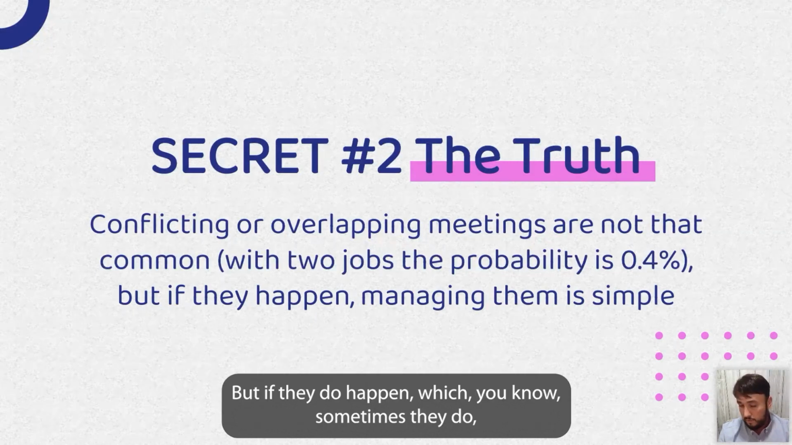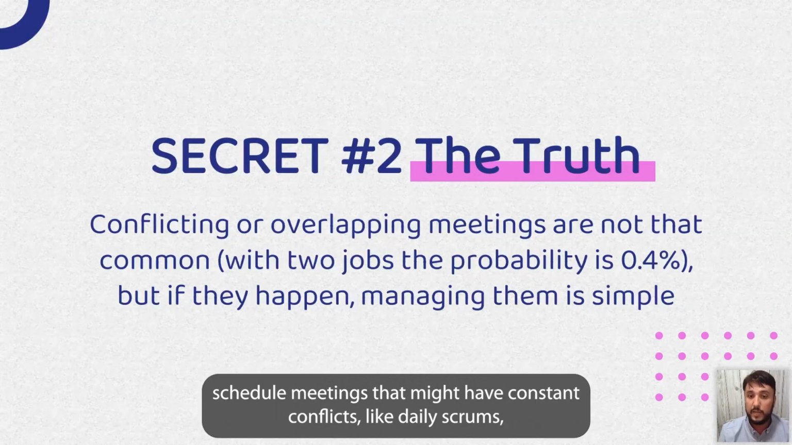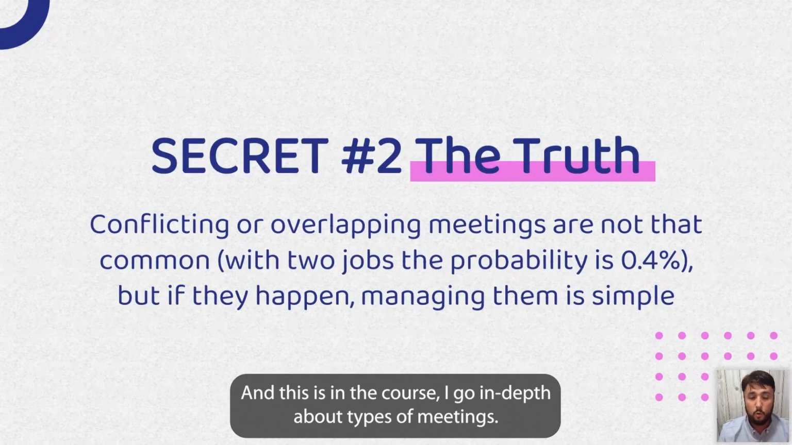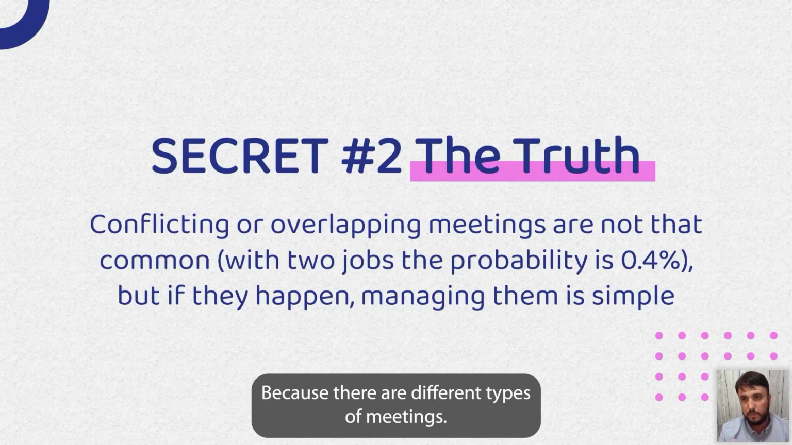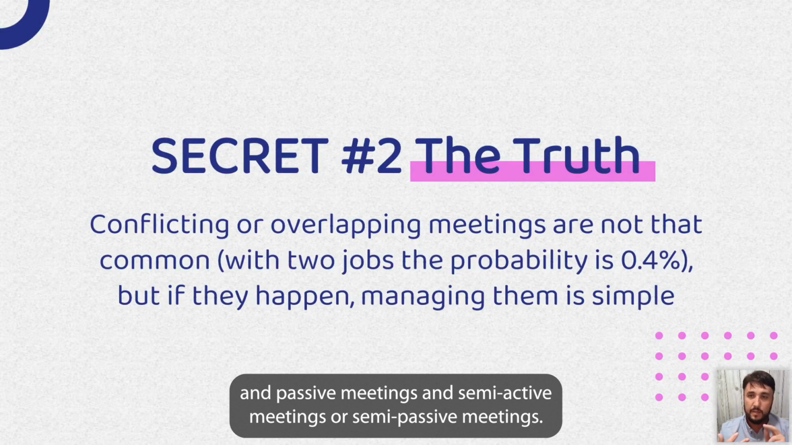But if they do happen, which sometimes they do, and you have to deal with the fact of scheduled meetings that might have constant conflicts, like daily scrums, managing them is actually simple. And in the course I go in depth about types of meetings, right? Because there are different types of meetings. For instance, in the book and in the course, I mention the distinction between active meetings and passive meetings, and semi-active meetings or semi-passive meetings, right?